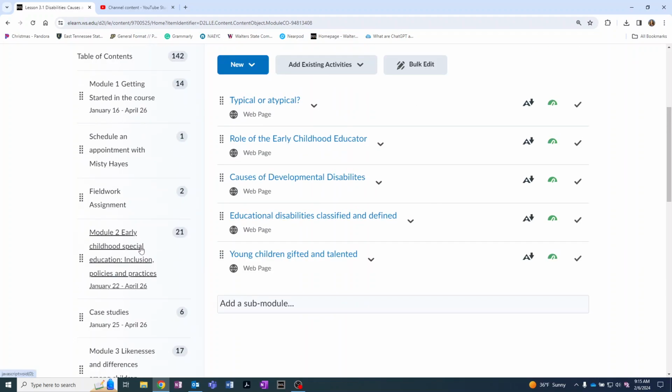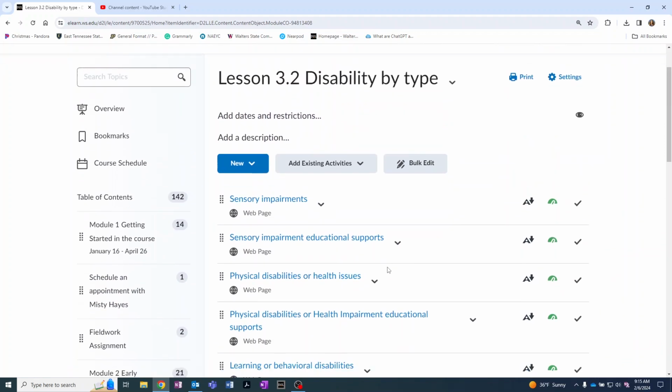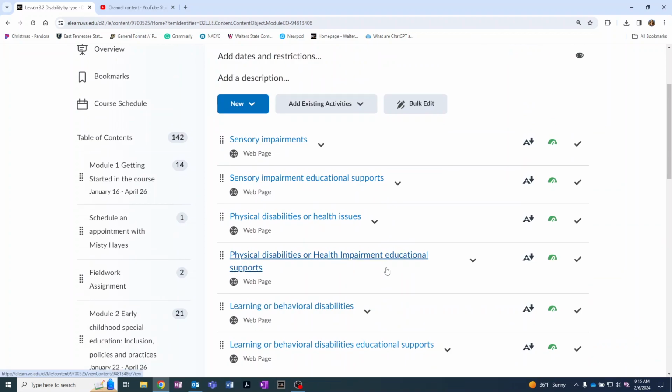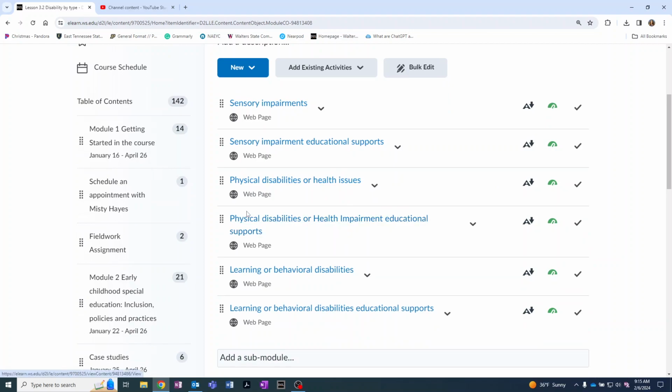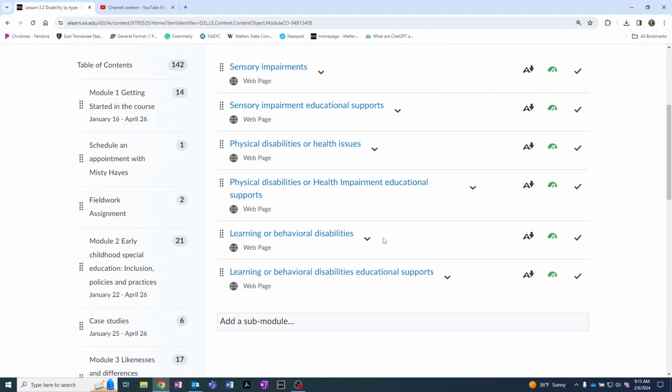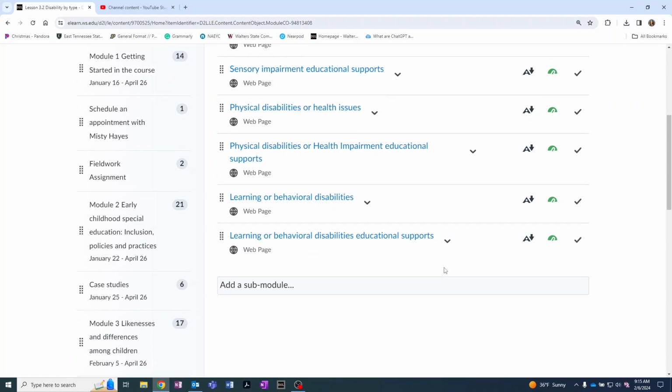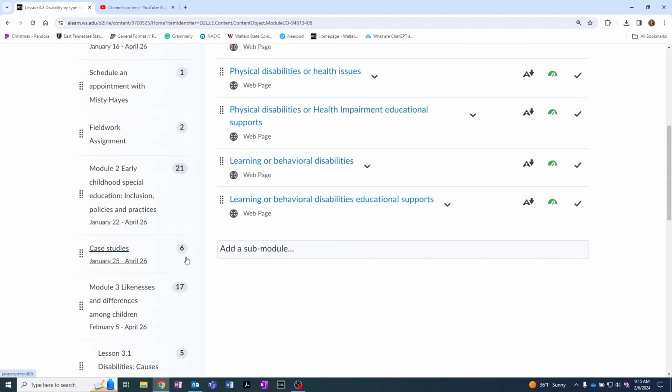Okay, in the second lesson, we're really going to start looking at disabilities by types, right? So there's different types. The first one we're going to dive into is sensory impairments. How do you provide educational supports for those who have sensory impairments? Then we look at physical disabilities or health issues and what kind of supports you can have inside the classroom. And then the last one is learning or behavioral disabilities and what kind of supports you, as an educator, can provide.